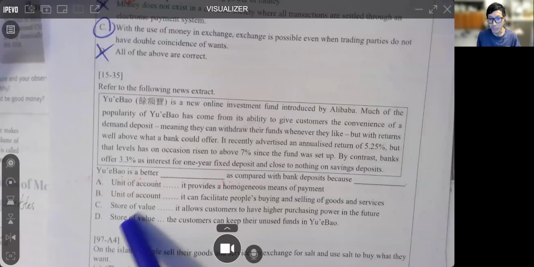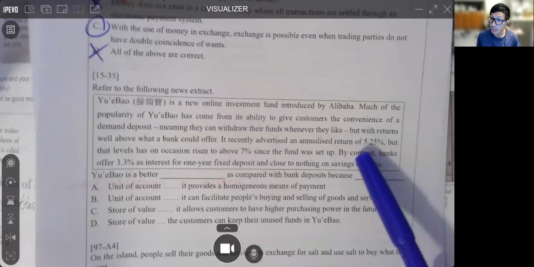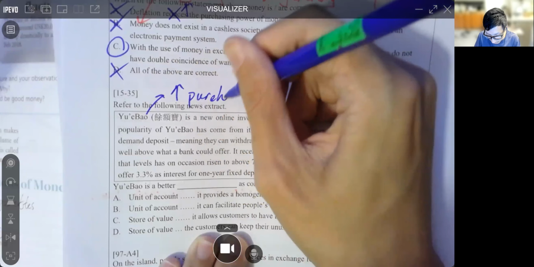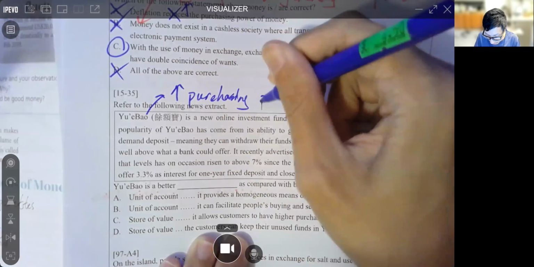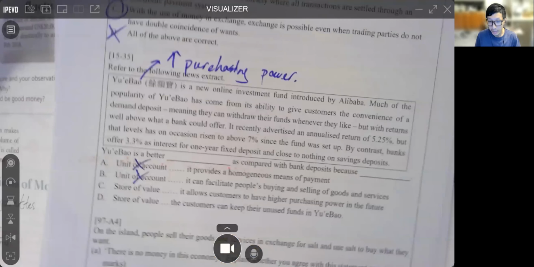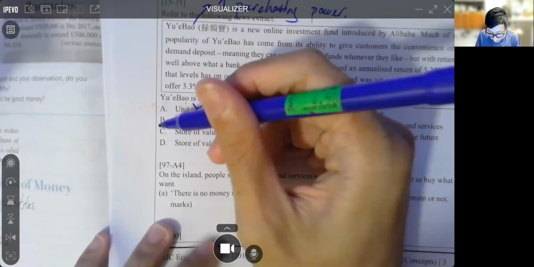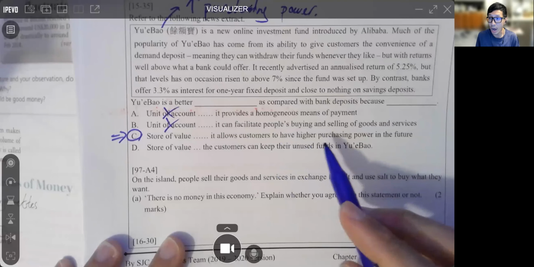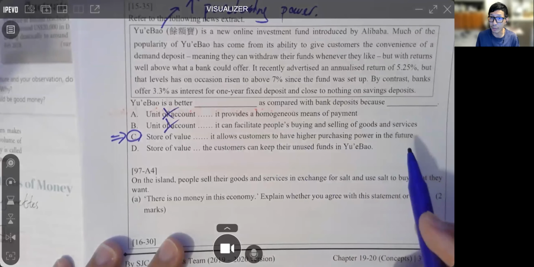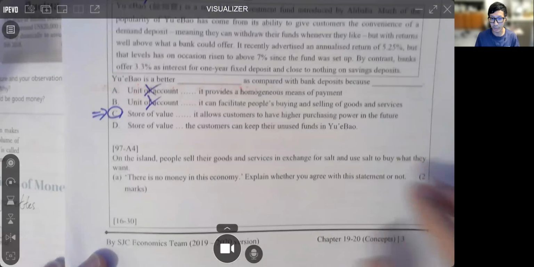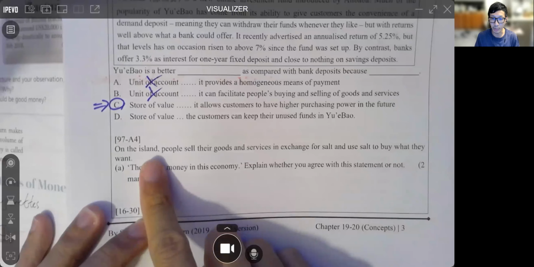好啦，所以啦，餘額寶一講 interest 即係咩意思啊？Basically, right now it is talking about increase in purchasing power. So we know this is a store of value. 喂，背咗佢啊，好嘛？背咗 C 佢啊。Allows consumer customers to have higher purchasing power in the future. 呢個咪個解法咯。Exactly how we explain store of value. Okay, 好嘛 next question.